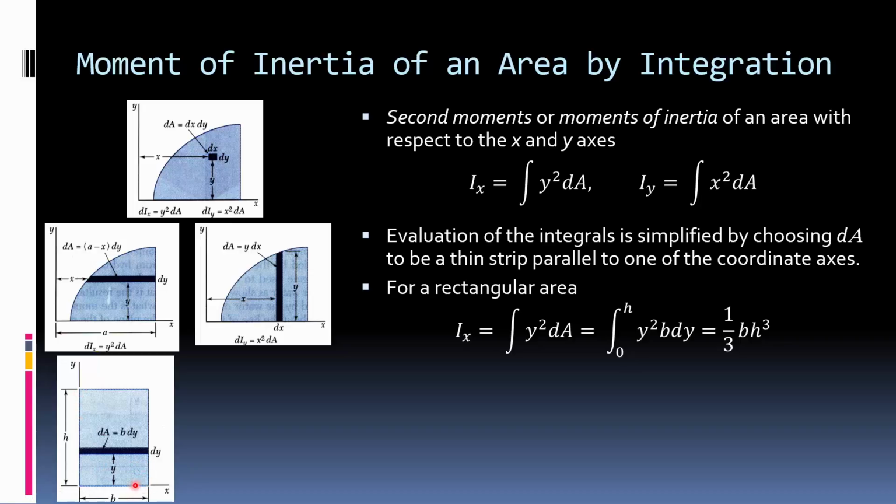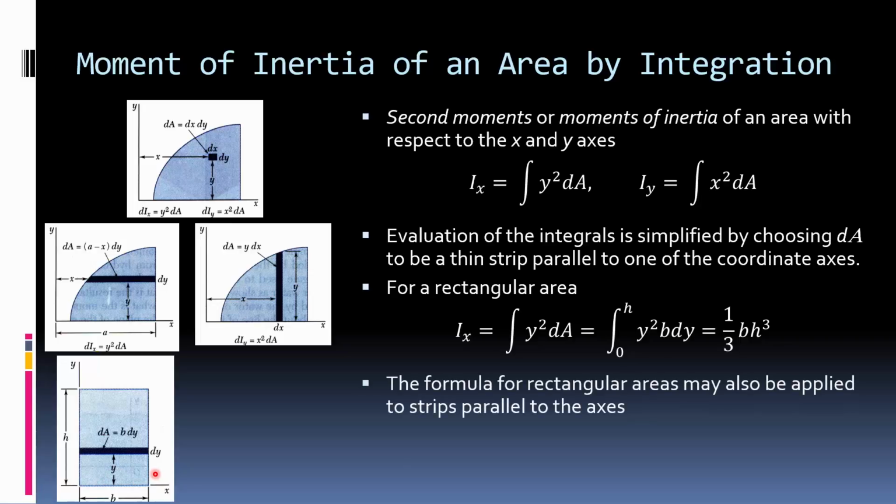It's not an accident. And so it's a value of b, and the thickness is dy. So dA becomes b dy, as it says right here. Well, if you integrate from 0 to h, you end up with 1/3 b h cubed. So Ix of this little rectangle, so Ix from this axis, is 1/3 base times height cubed.